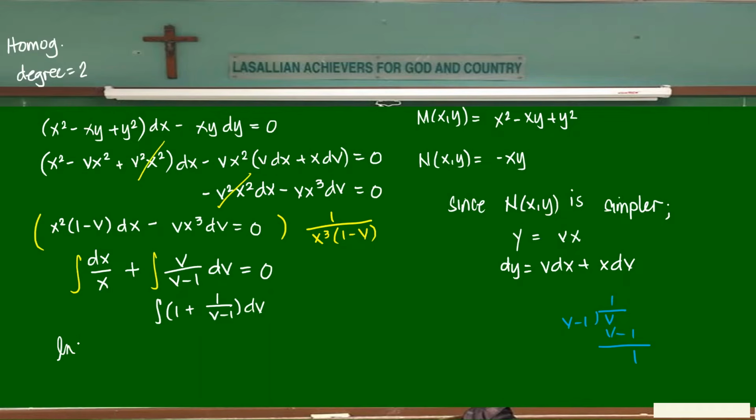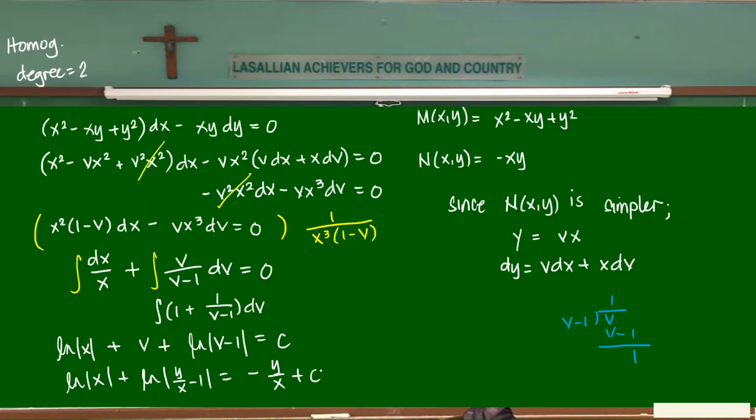So the first term is simply ln of x plus v plus ln of v minus 1 equals constant. So ln of x plus ln of, ano yung v? What is v equal to? y over x. Move ko na lang dito yung isa. Negative y over x plus C. So I combined those with the lns and I separated the ones without.